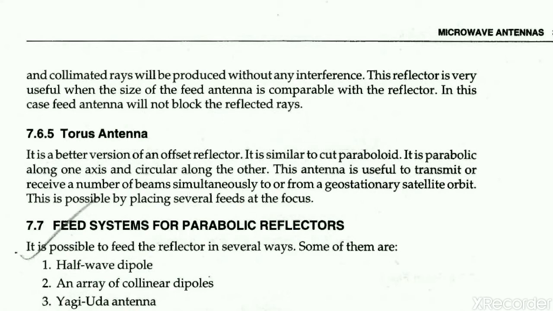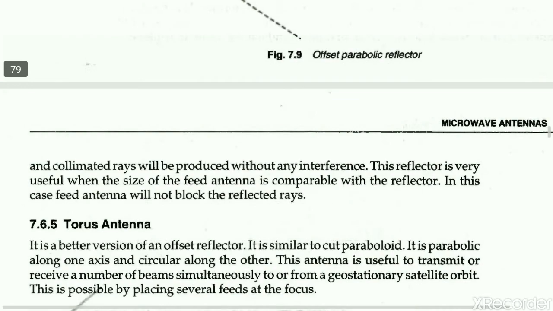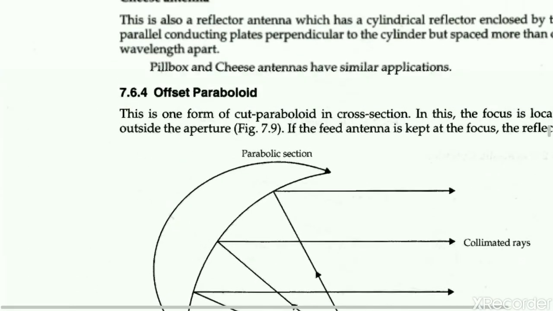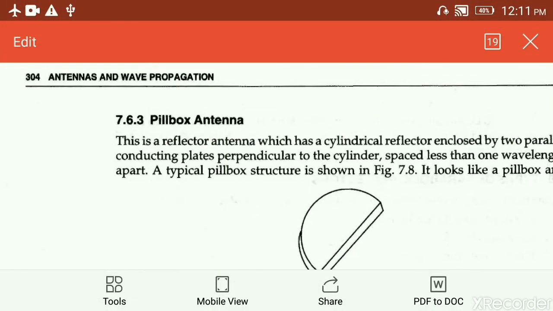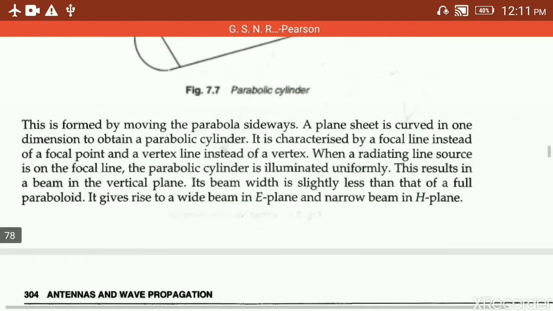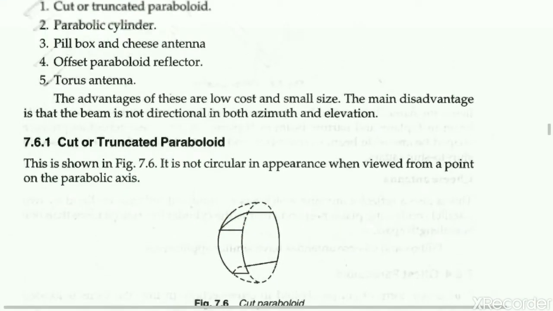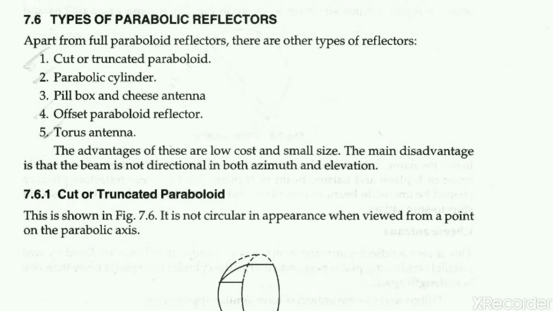So these are some types of parabolic reflectors, that is, a total of 5 types. The first one is cut or truncated paraboloid. Second was the parabolic cylinder. Third one is the pillbox and cheese antenna. Fourth one is the offset paraboloid reflector. And the fifth one is the torus antenna.